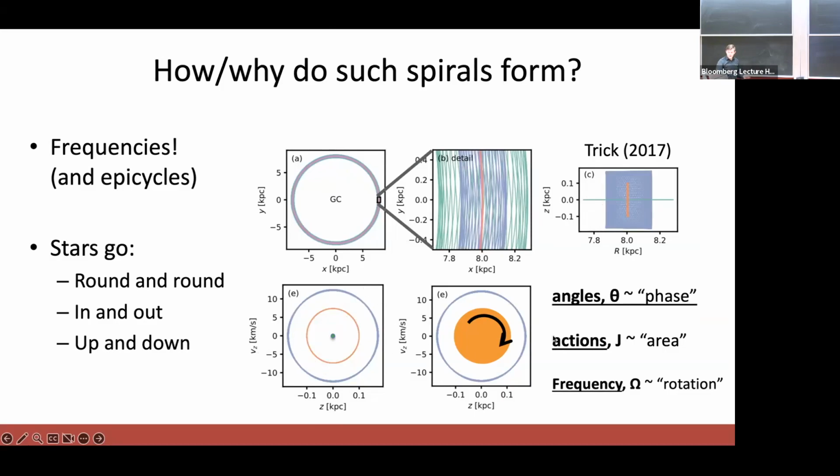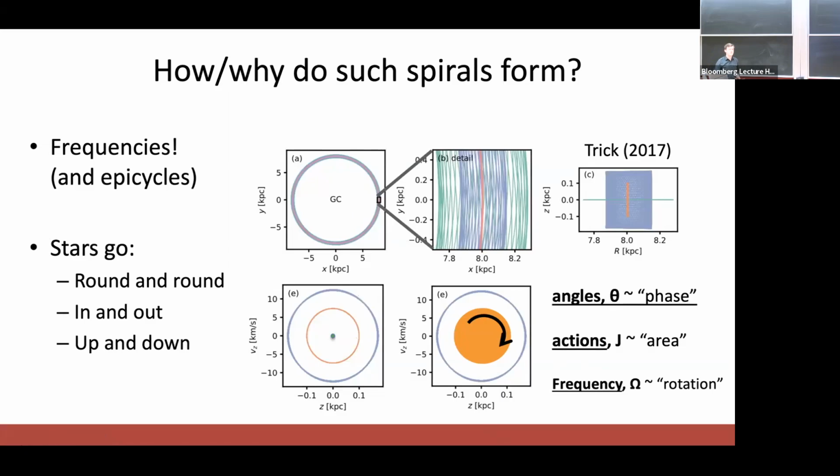And if you're not a galactic dynamicist, you can roughly call actions, angles, and frequencies: the angle is the phase of where a star is around its orbit. The action is the area. So the further it is from the center, the more area it sweeps out, the higher the action. And then the frequency is how it would rotate around this orbit. Stars in the middle will have much higher frequencies. They complete their epicycles much quicker than stars towards the edge.